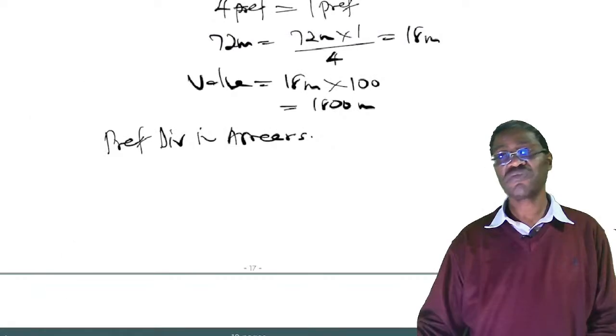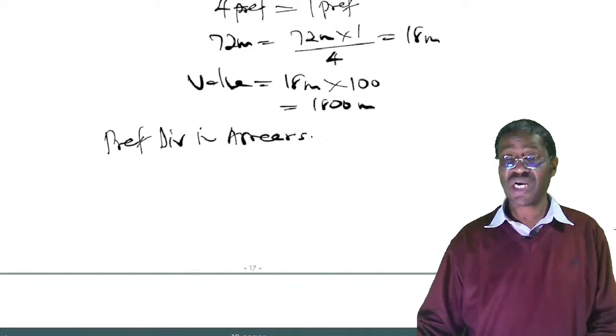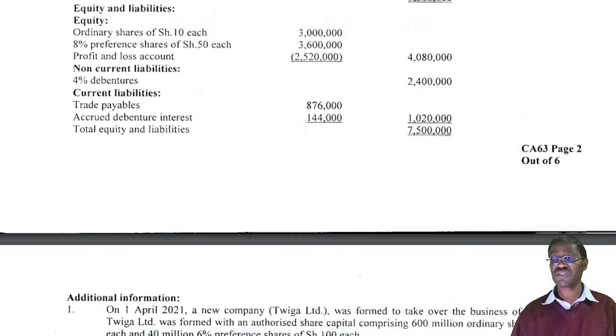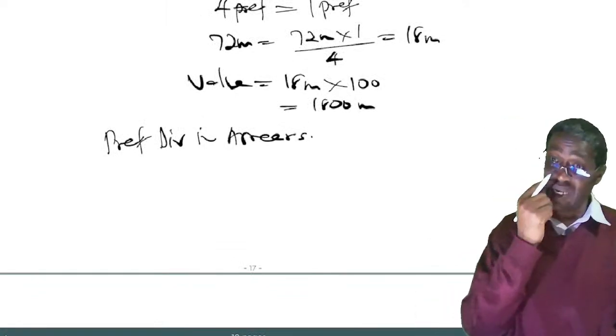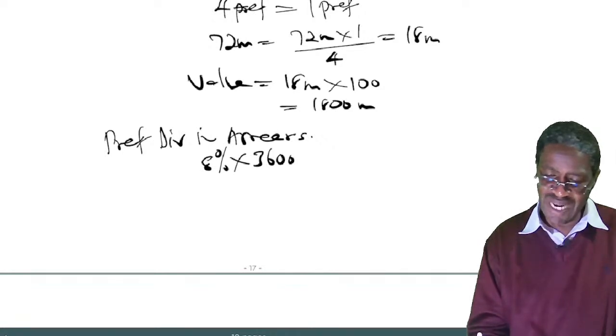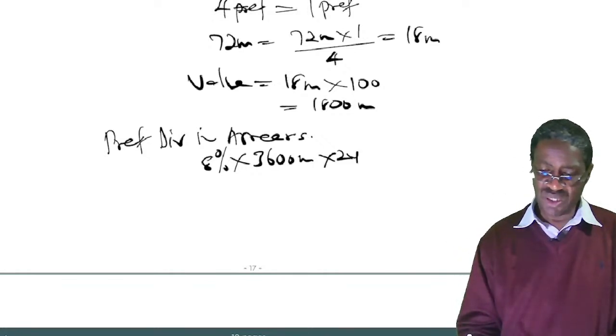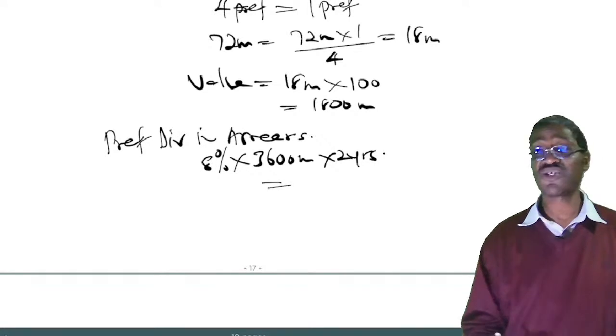Good. So you go back to the balance sheet, find out what's the rate of dividends and what is the share capital. From this balance sheet, we have 8% preference share capital, whose nominal value is 3.6 billion. Our figures are in millions, so we multiply that by 1,000. So it will be 8% of 3,600 million, multiplied by 2 years. We have not paid the arrears for the last 2 years.